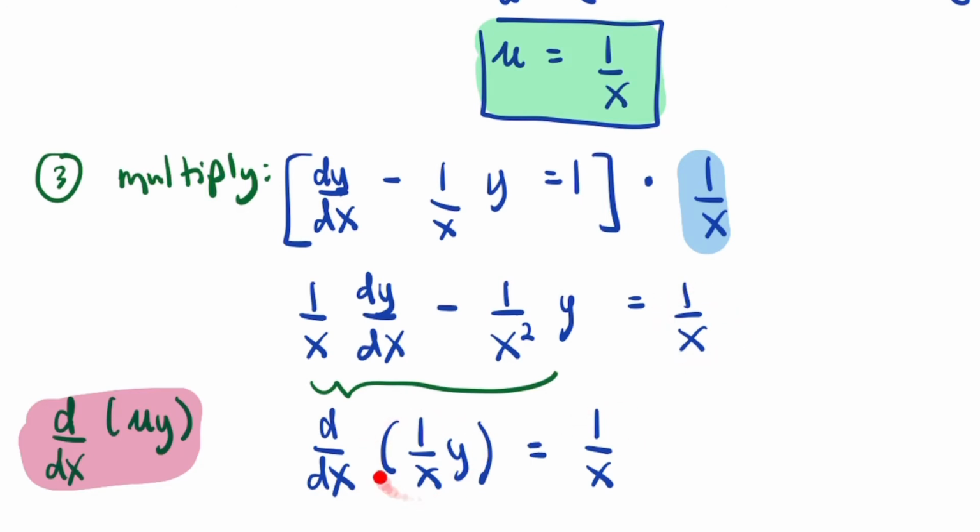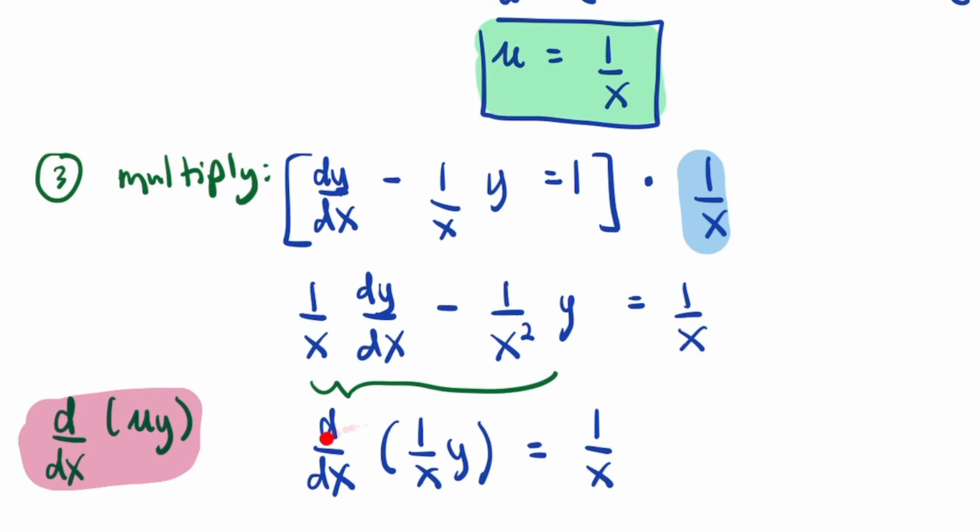You can always check this if you want to see whether it is correct. You can expand using the product rule: keep the first, differentiate the second, plus keep the second, differentiate the first. So this is always correct if you follow the manual given here. Now we're finished with step number 3.